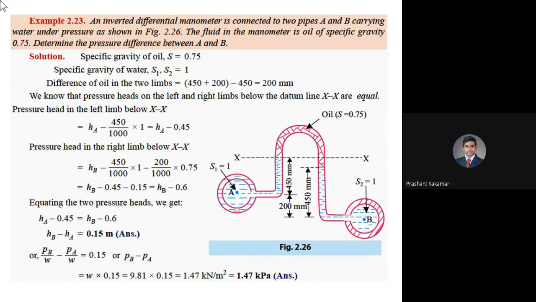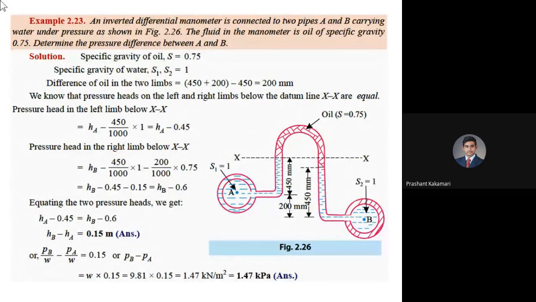Means it is trying to reduce or overcome the pressure of pipe B. So what can I write? I can write PB minus rho GH of mercury. Rho GH of mercury, H is not given here. Now what I can do, I can find it by difference.